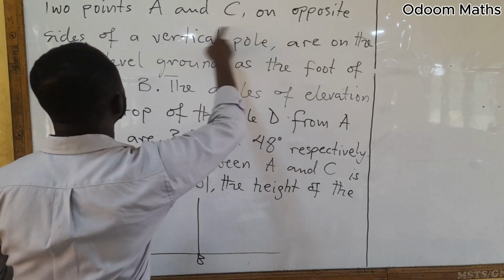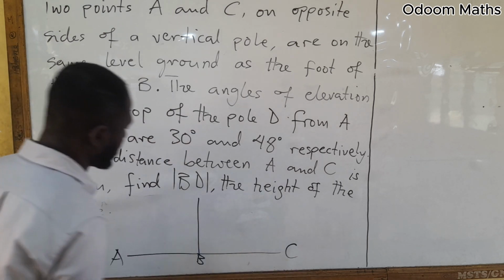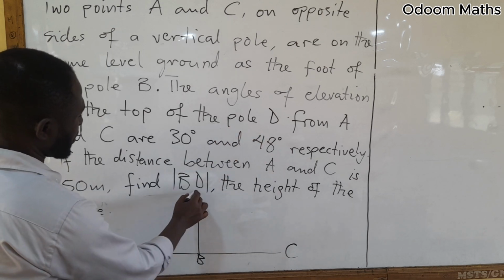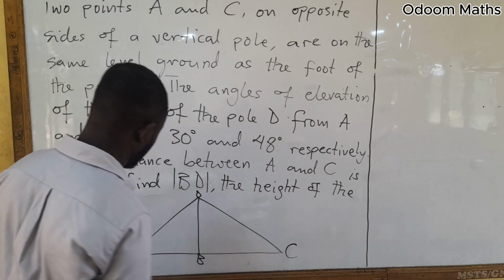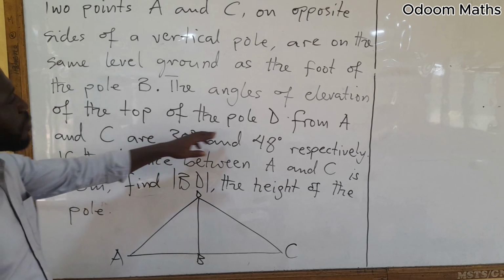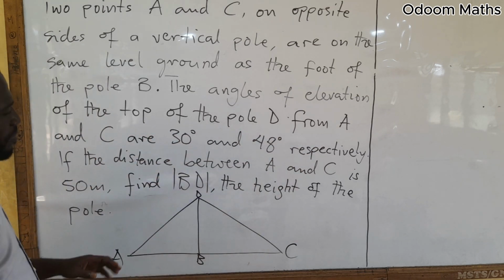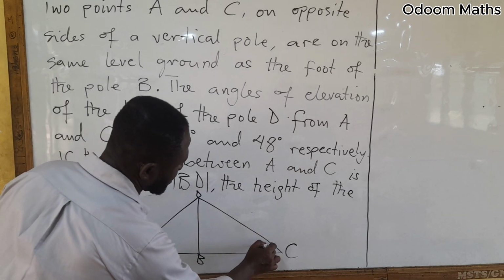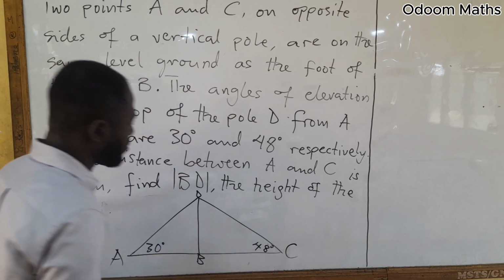A and C are on the opposite sides of the vertical pole, so A can be here and C is here. The top of the pole is D, so this place is D. Now we can join this and this one. We are told that the angles of elevation of the top of the pole D from A and C are 30 and 48 respectively.